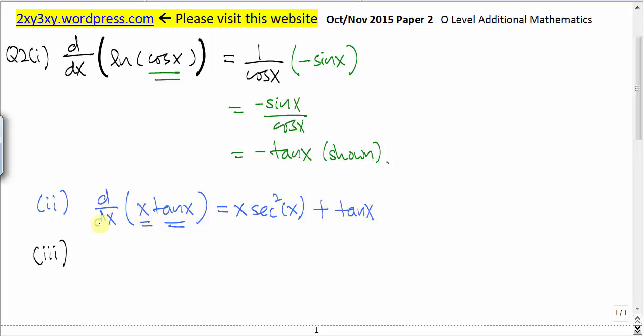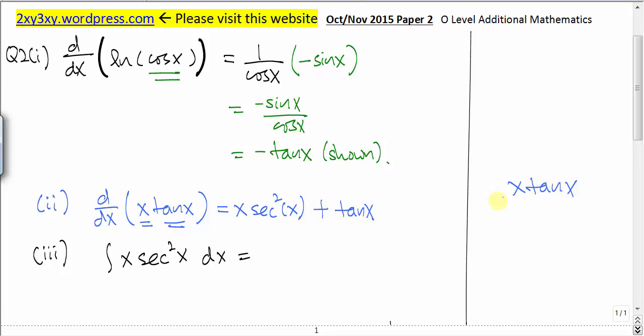In part 3 of the question, we are asked to integrate x secant square x dx. And we are asked to use the result from part 1 and part 2 to do this part 3 question. The result from part 2 says if we differentiate x tangent x, differentiate this expression, the result is this.